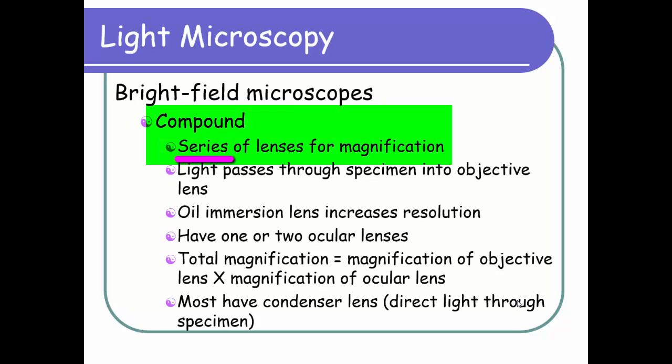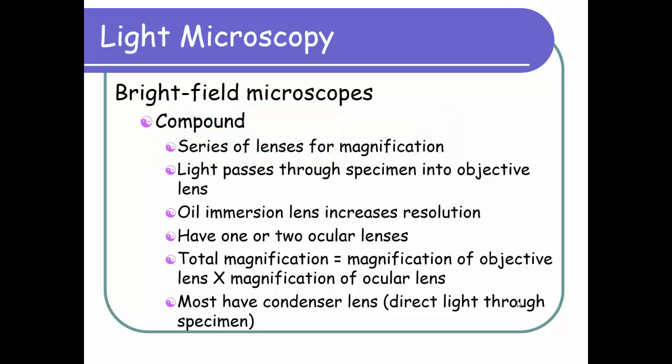Bright field microscopes are normally compound. We have a series of lenses for magnification. The light passes through the specimen into the objective lens. If we're using the 100x objective for 1,000 times magnification, we must use oil to increase the resolution. We normally have one or two ocular lenses.